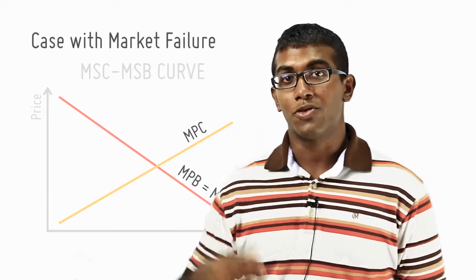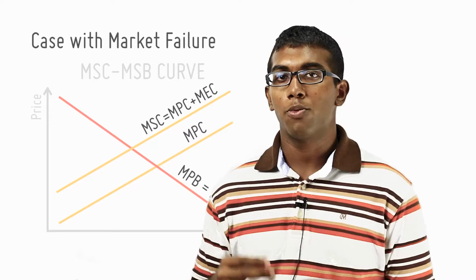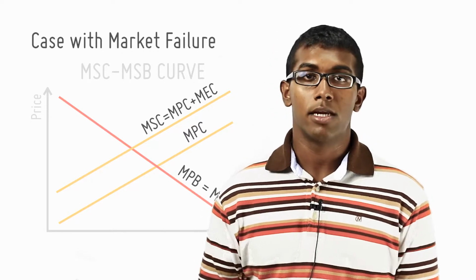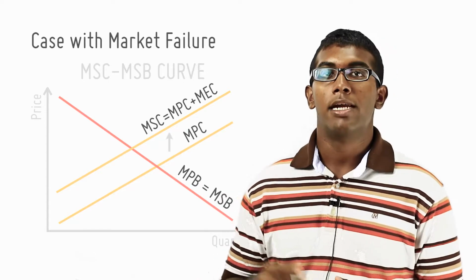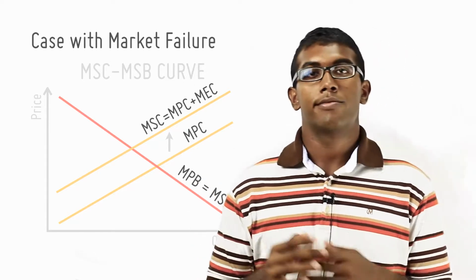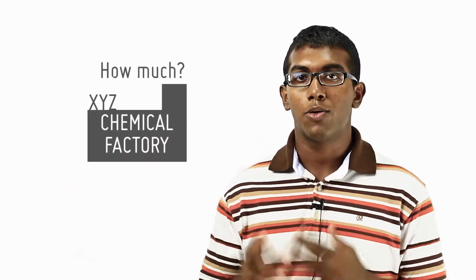So if we were to put that into the graph, basically what we're seeing is that the MSC is actually much more than what the firm or the factory is actually assuming it is, right? And because of that, the MSC is actually much more. So the curve shifts.